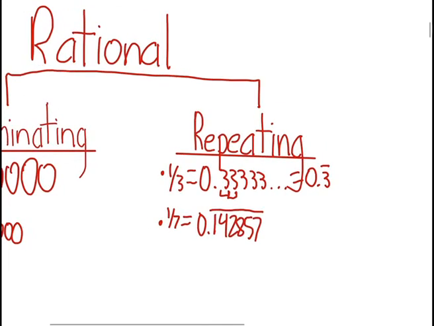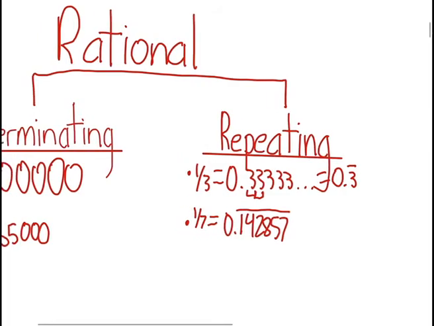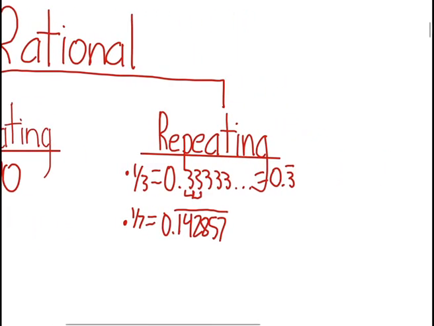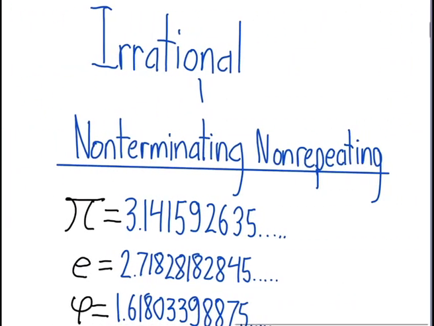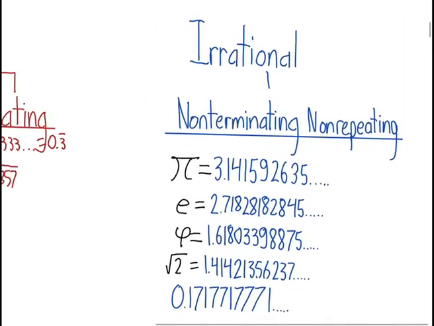So, now that we've talked about rational numbers, with them being either terminating or repeating, let's now talk about irrational numbers. Irrational numbers are non-terminating and non-repeating. Now, what does this mean? This means that, unlike a terminating number, it does go on forever. But unlike a repeating number, it does not have a repeating sequence. Now, over here, I wrote down 4 of the most commonly used irrational numbers. We have pi, e, phi, which is the golden ratio, and the square root of 2.